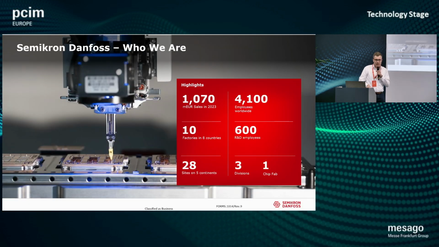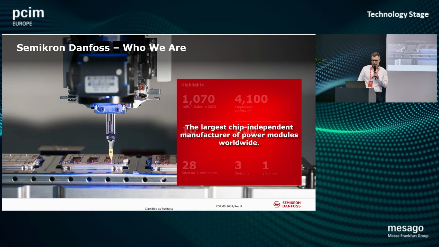So Semikron Danfoss, a relatively young company, not even 2 years, but 70 years of packaging experience. How does that happen? Well, easy. We were founded as a merger of Semikron here in Nuremberg and Danfoss Silicon Power in Flensburg. This brings a lot of experience together. We are quite a big company. We did more than €1 billion of turnover last year. We have more than 4,000 people. We are spread all over the world with factories as well as with sales offices. We like to be close to our customers. And that makes us the largest chip-independent manufacturer of power modules in the world. That's something we are proud about.